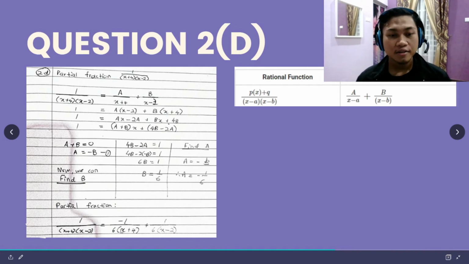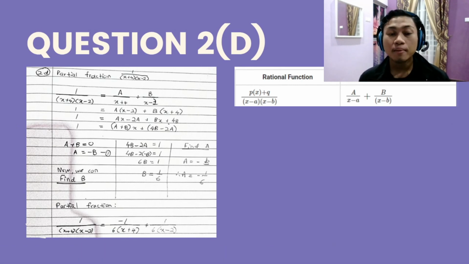So our partial fraction is, we just put back the values of A and B inside the equation of the partial fraction. So our final answer is negative 1 over 6 times (x + 4) plus 1 over 6 times (x - 2). So yeah, we are done.